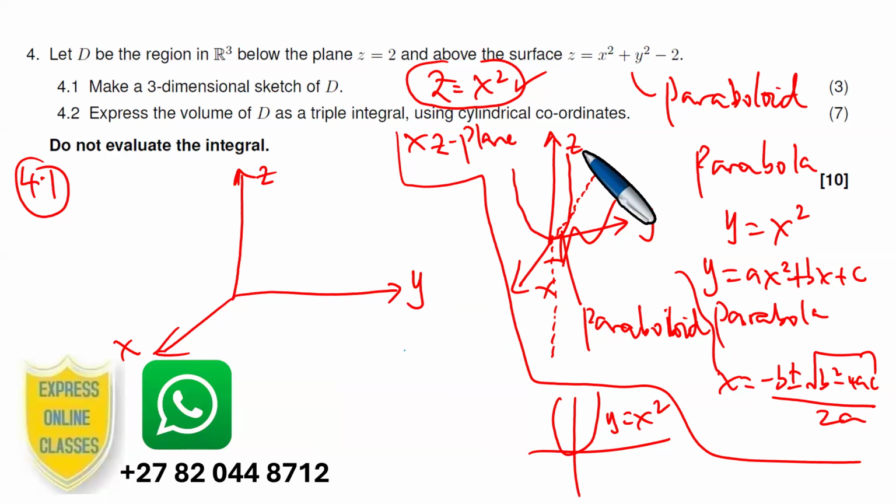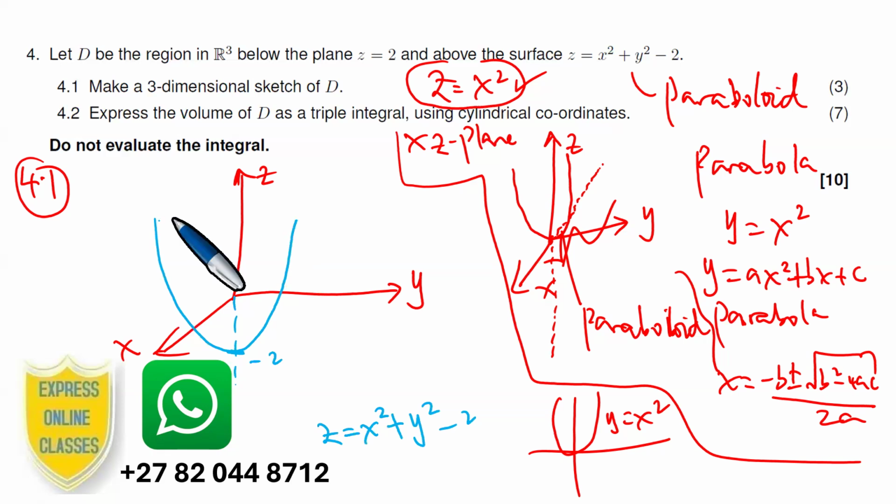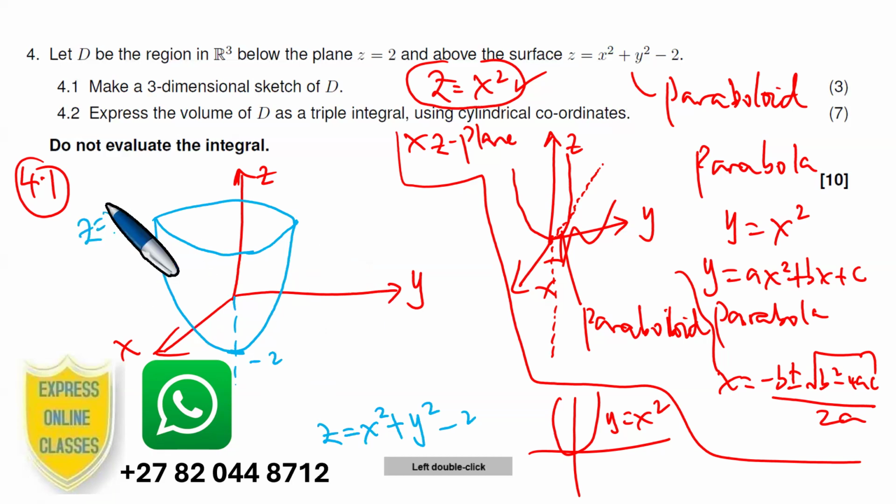Well, now, obviously, if we look at the equation, z is y squared plus x squared minus 2. So when these are both zero, then z is minus 2. So which means that we're going to have the following. So you're going to sketch like this, and then you're also going to sketch like this. Right, so this is the situation. So it becomes this one whose equation is z equals x squared plus y squared minus 2.